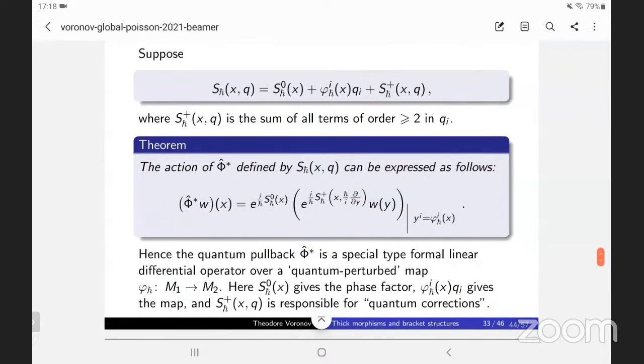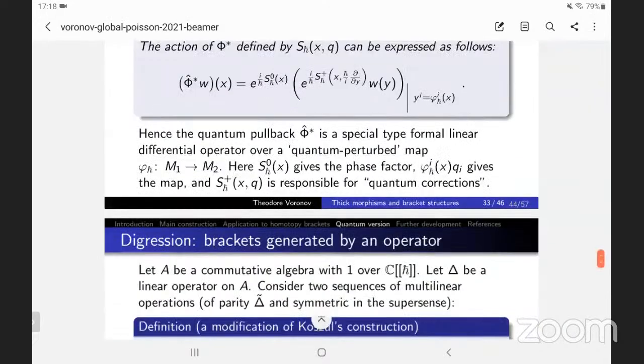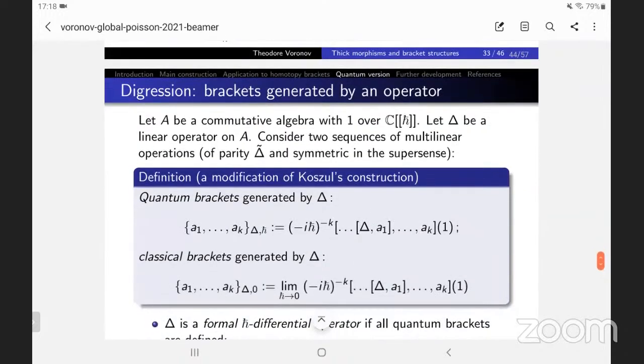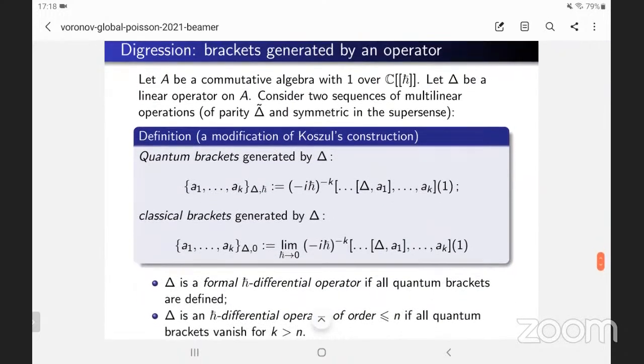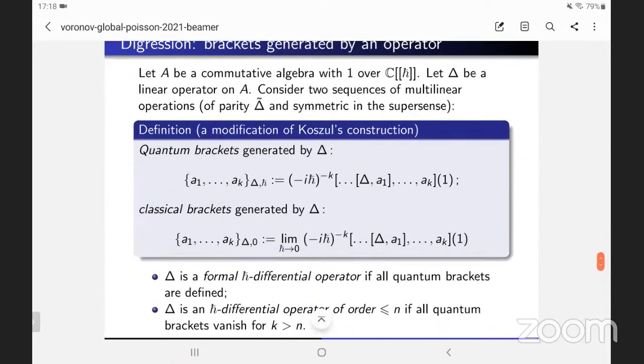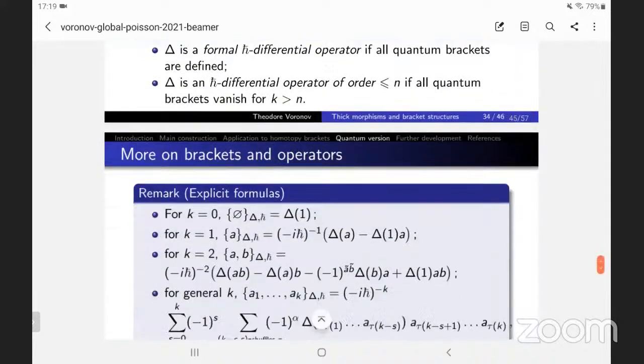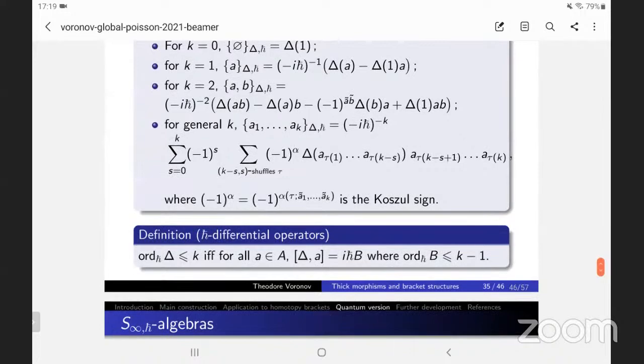Now, because time is running, let me move forward. Let me say very quickly what kind of applications these quantum pullbacks may have. If you want an application to brackets, we may consider brackets generated by some operator, like a formal H differential operator. Then we may consider two types of brackets: quantum brackets, where you don't pass to the limit H tends to zero, and classical brackets, where you pass to this limit. I have to glide over certain things.